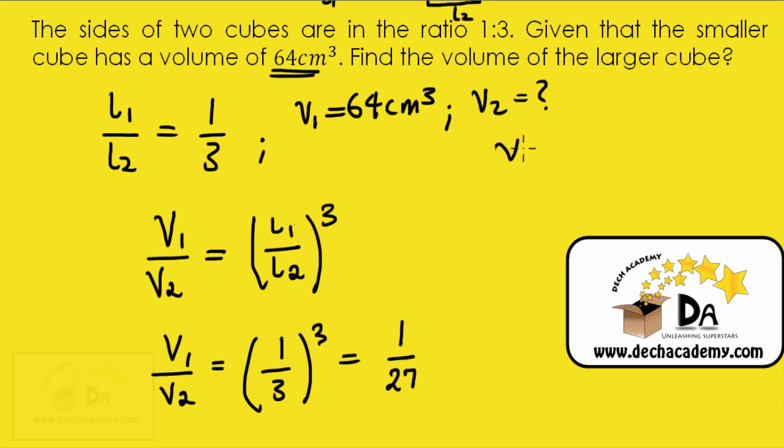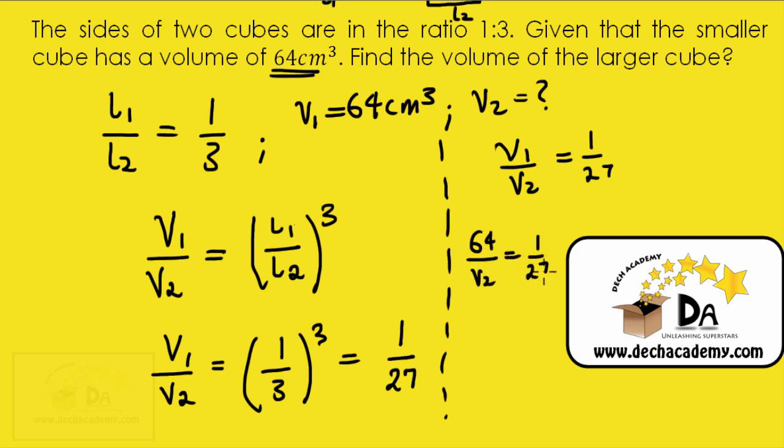So we know that V1 over V2 is 1 over 27. And we know that V1 is 64, so 64 cm cubed divided by V2 is 1 divided by 27. Cross multiplying will give that V2 is equal to 64 times 27. And that means that V2 is equal to 1,728 centimeters cubed.